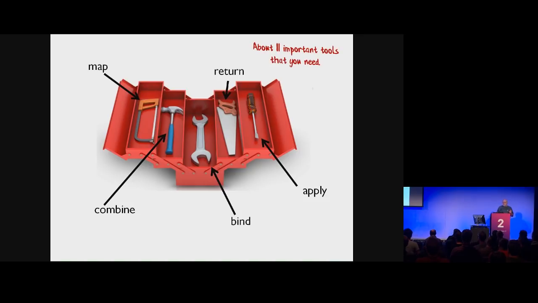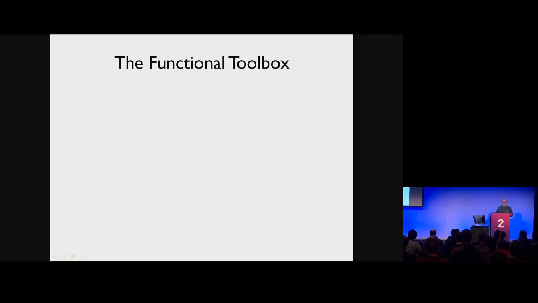And basically, it's about 11 important tools you need to know about. And there's maybe 10 other ones which are not quite as important. But if you know how to use these 11 tools, you can pretty much do everything in functional programming. So this is a problem-solving toolbox. It's not an academic toolbox. It's for really getting your hands dirty.